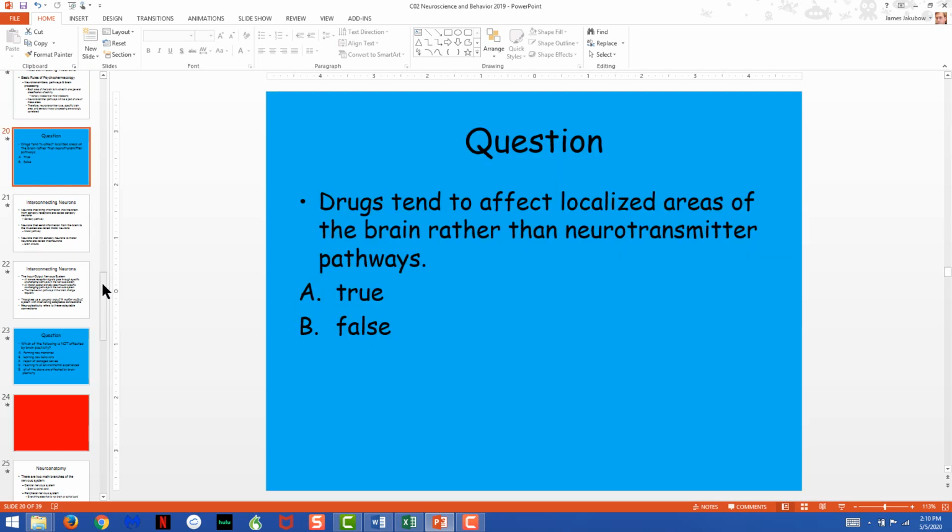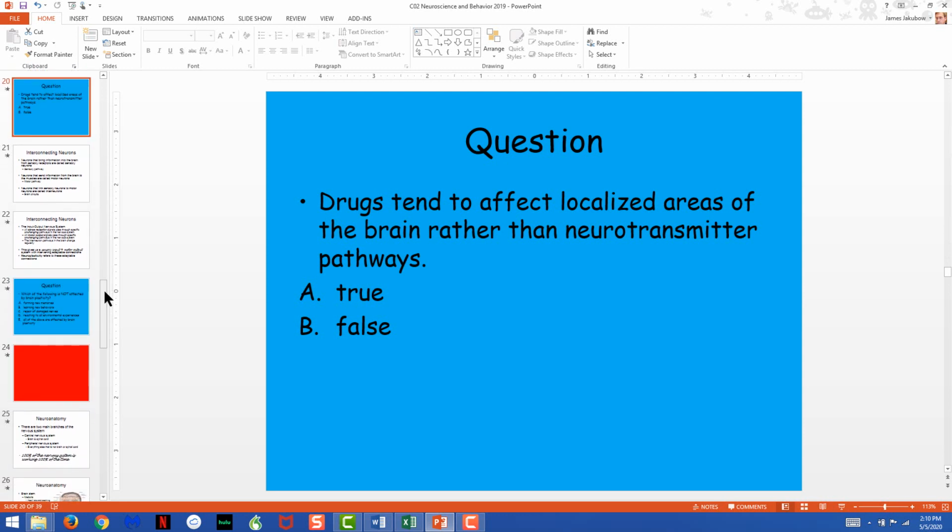Now let's take a look at this question and see how it relates to the things we've been talking about. Drugs tend to affect localized areas of the brain rather than neurotransmitter pathways.